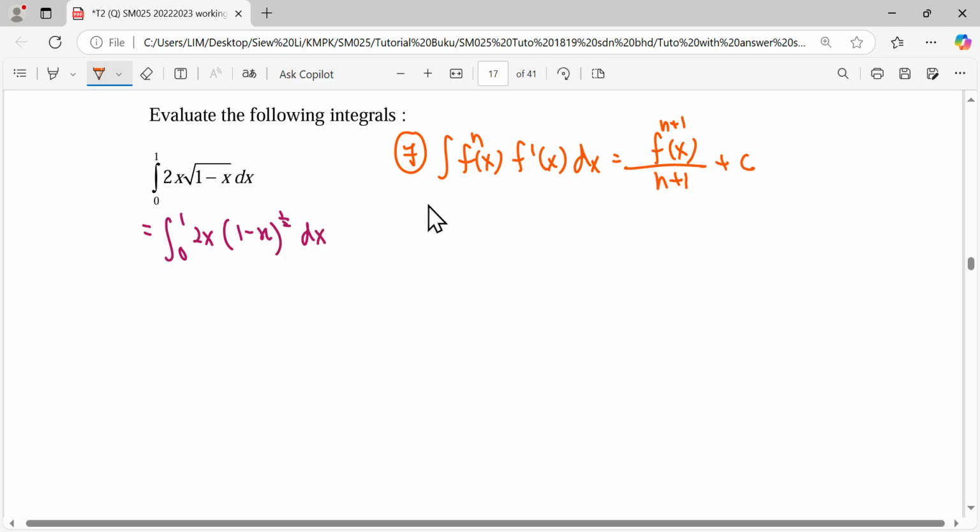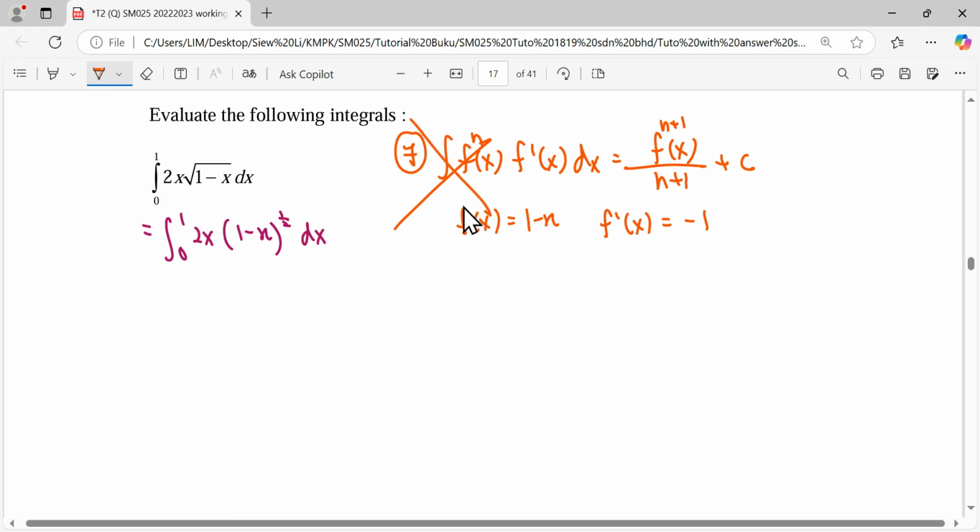So we can try and see our function here with the power is 1 minus x. And when we differentiate this function, it is supposed to give negative 1. But we have 2x here. It is totally different: this is constant, this is linear, which means that this pattern does not fulfill our formula.